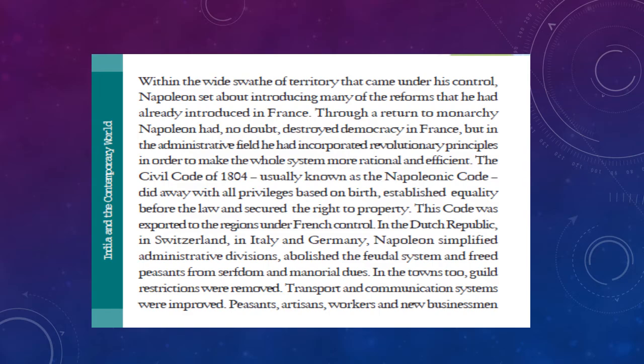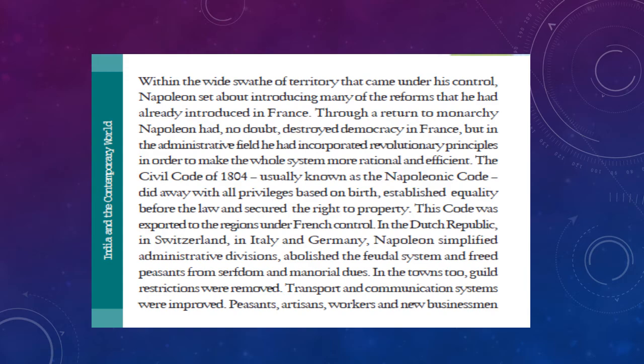In the Dutch Republic, in Switzerland, in Italy, and Germany, Napoleon simplified administrative divisions, abolished the feudal system, and freed peasants from serfdom and manorial dues. In the towns, too, guild restrictions were removed. Transport and communication systems were improved. Napoleon simplified administrative divisions, abolished the feudal system, then freed peasants from serfdom, that is slavery, and also from manorial dues or liabilities in areas like the Dutch Republic, Switzerland, Italy, and Germany.